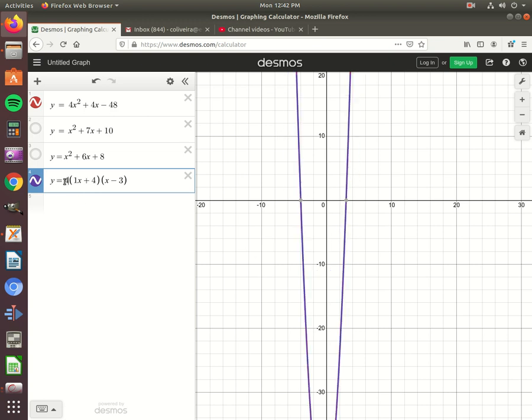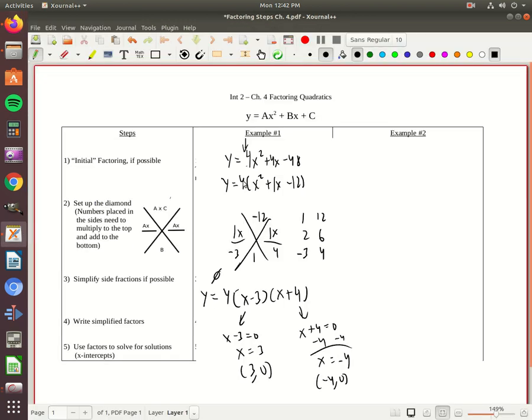What happens if I put the 4 there? Not surprising, it makes the same parabola. So that's why I keep harping on the fact that you shouldn't forget this 4. Make sure you rewrite this 4 because it does change the problem later on if you don't do it. All right, let's go ahead and do another example here.